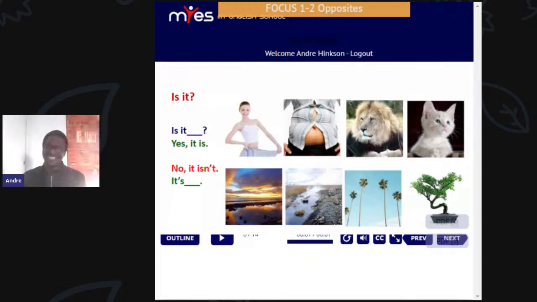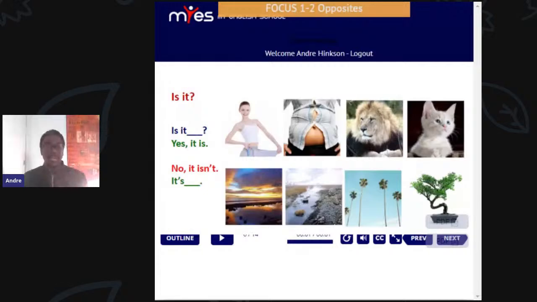Maybe not. She's not thin. So we would respond, no, negative, she isn't. So we've got the subject, which is she. Then we have the verb to be in the negative form. So is not, the contraction isn't. So we would say, no, she isn't.